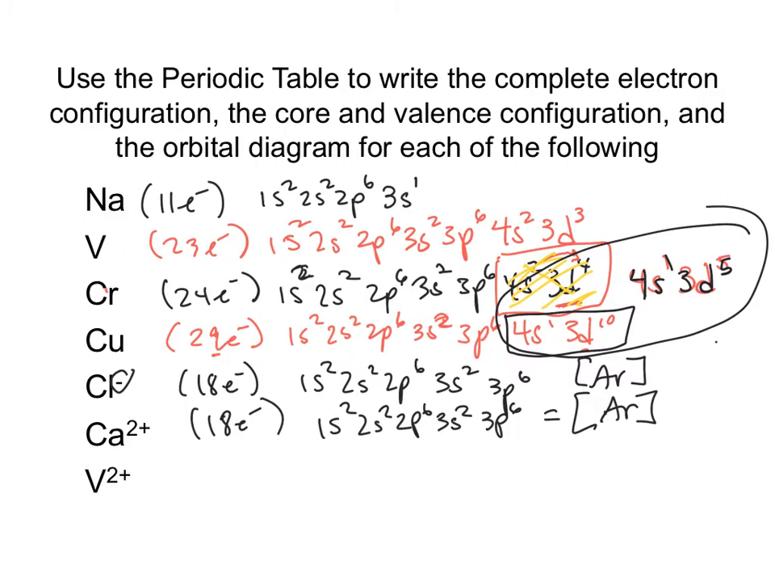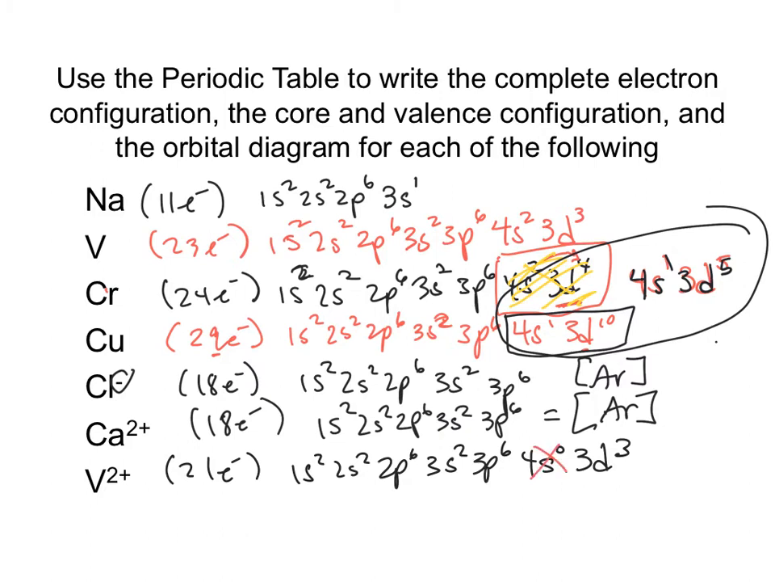So the configuration for vanadium, it's 23 and it's lost 2. So it's going to be 21 electrons: 1s2, 2s2, 2p6, 3s2, 3p6. Now you could write 4s0. Some people do that. I usually don't. And then it's going to be 3d3. Let's see if that works out. 10, 18, and 3 is 21. All right, so oftentimes this piece is just missing there. And that would be the configuration for the 2+ ion.